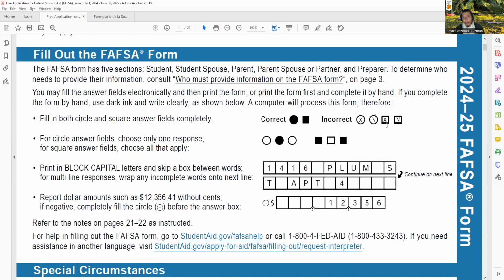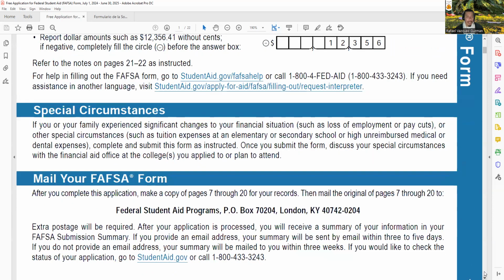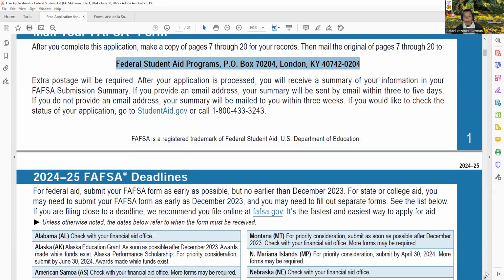How not to fill it out. If you do it on the computer, this will be done easily and automatically, and you won't have to worry. Again, they want you to do it correctly. Read all the directions correctly. And then remember, you're going to mail this package, page 7 through 20, to this address. And that's it. So it's really, really important that you do that.